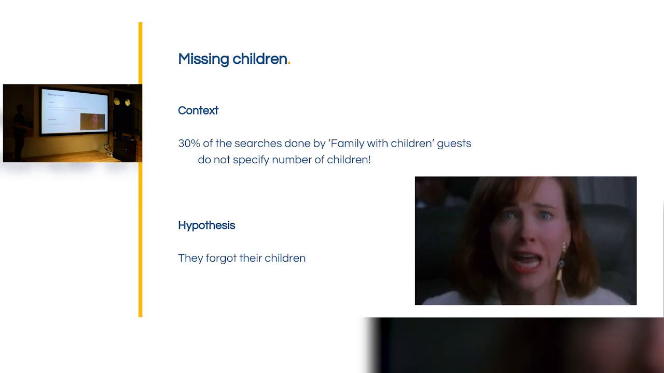Okay, so now we have a nice example from front end. This is a business case about missing children. So what is the context? About 30% of the searches done by a family, the group of customers that is a family with children, actually don't specify the number of children that they have. Why is this? The hypothesis is they actually forgot their children, right?